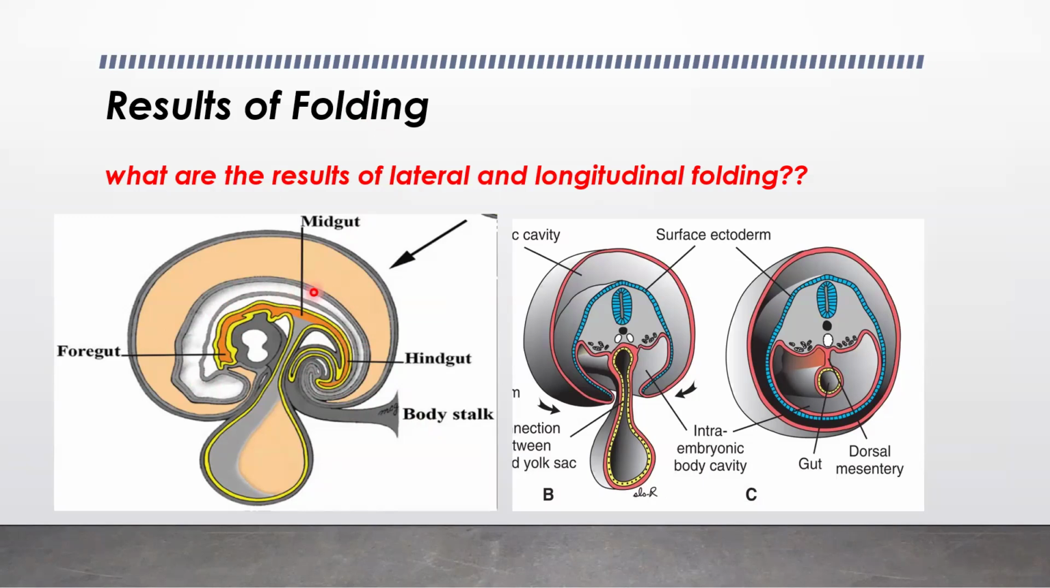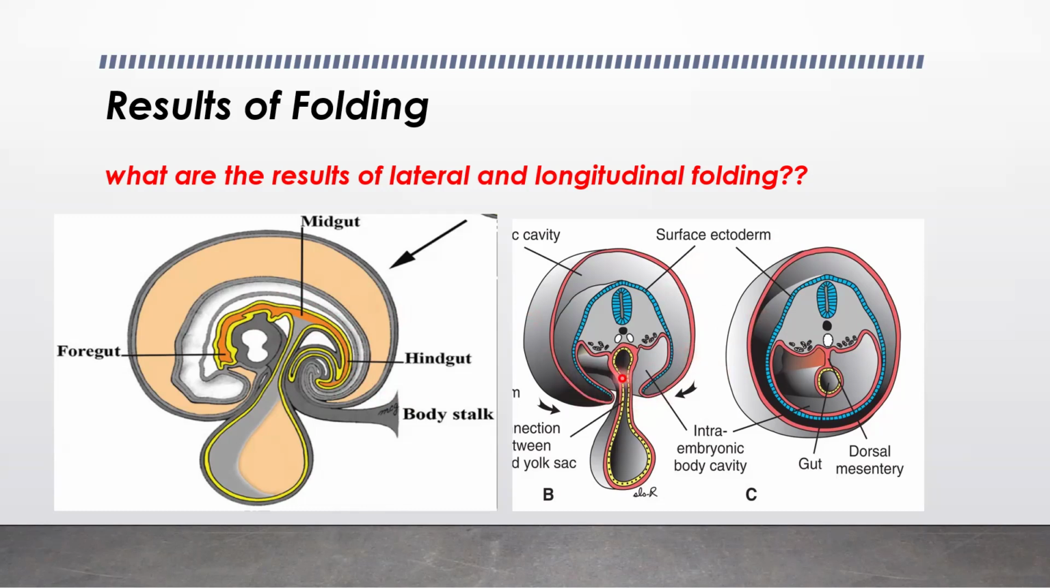Ideally, you name these three parts according to the location of the yolk sac. So if it's anterior to the umbilicus, it's the foregut. If it's where the yolk sac is coming in, that is the midgut, and if it's beyond it, that's the hindgut. You can see it's happening there. This is the whole process that must happen after the folding.